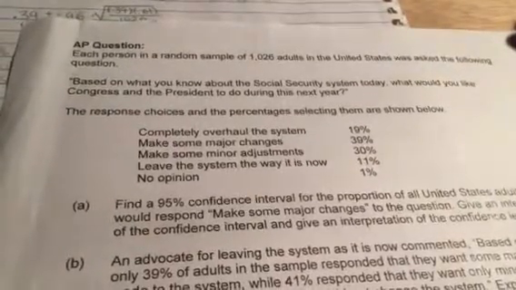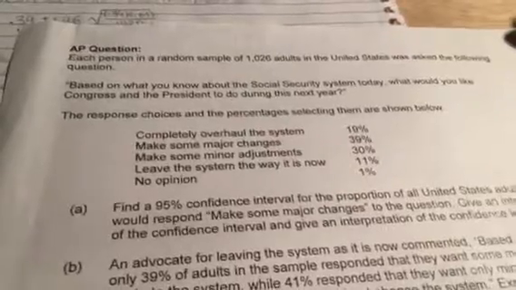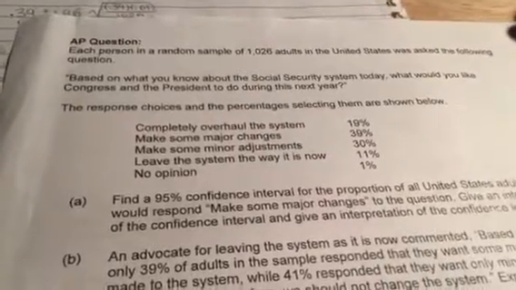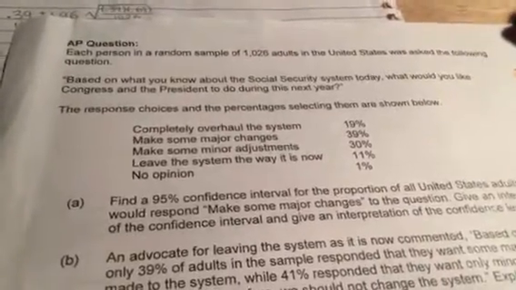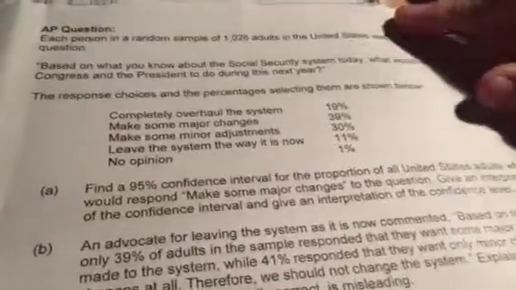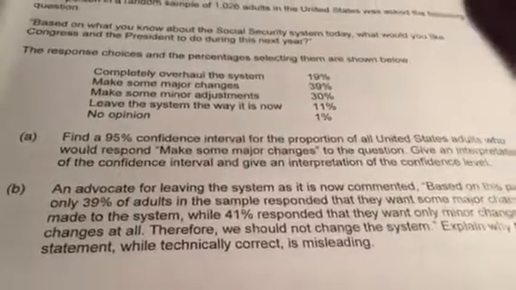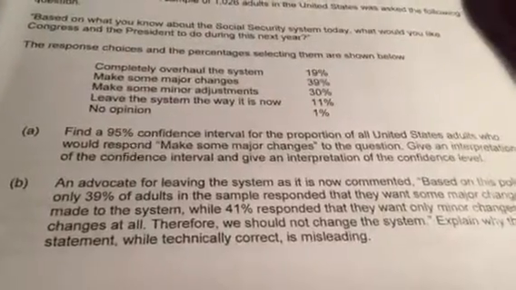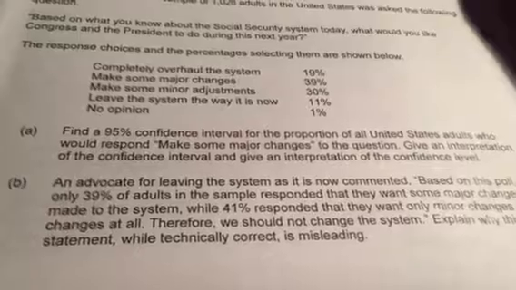The response choices and the percentages selecting them are shown below. Completely overhaul the system, 19%. Make some major changes, 39%. Make some minor adjustments, 30%. Leave the system the way it is now, 11%. No opinion, 1%.